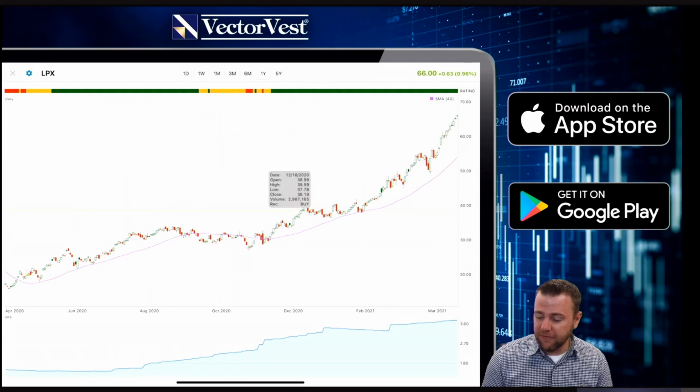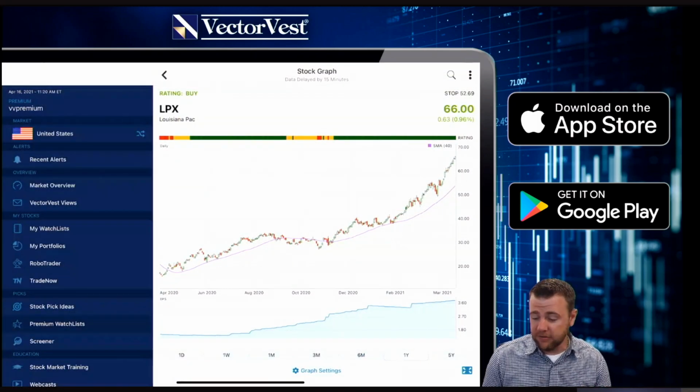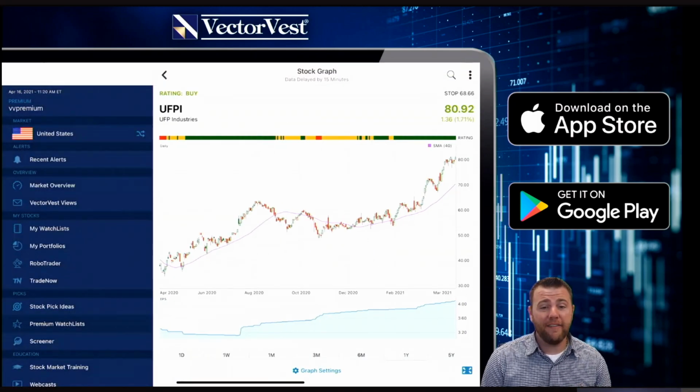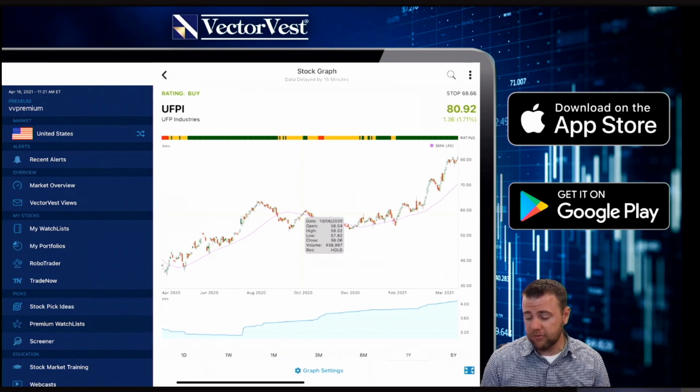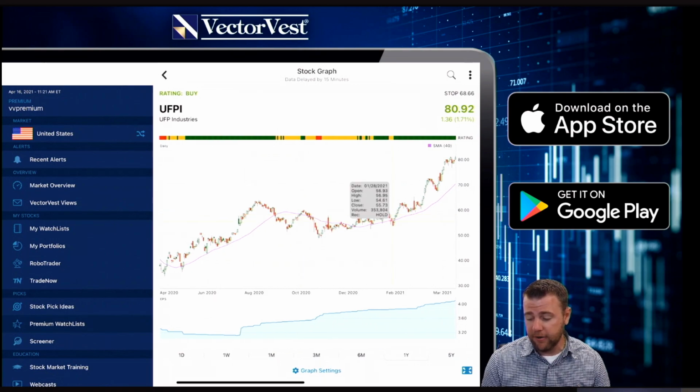All right, so we've gone through LPX. LPX looks good. UFPI, nice steady rise in price from bottom left to upper right. And you can see it took a little bit of a pause or consolidation from about October or so, roughly till about February here. But then it started getting an upward trend developing. Earnings are steadily rising and it has made a nice steady run here over the last few months.